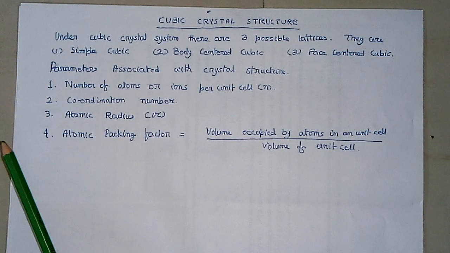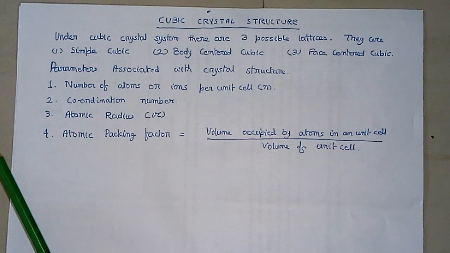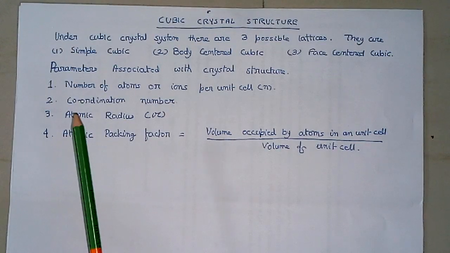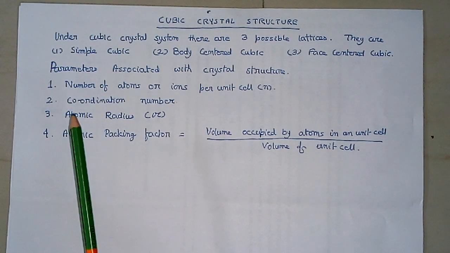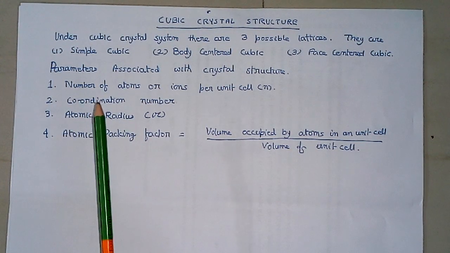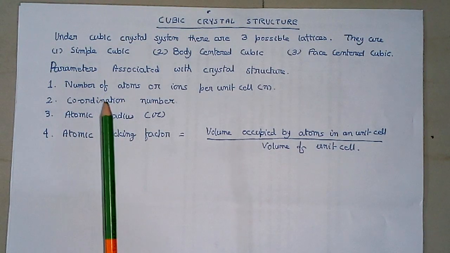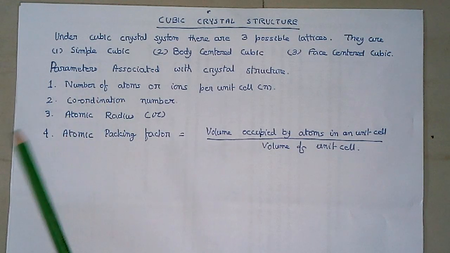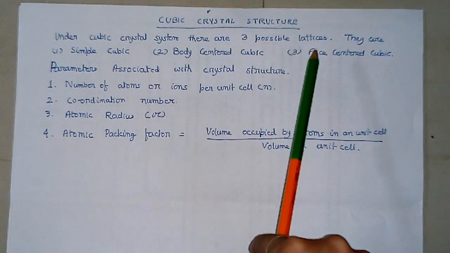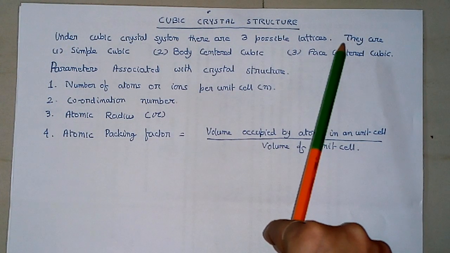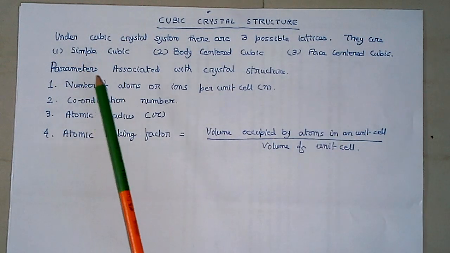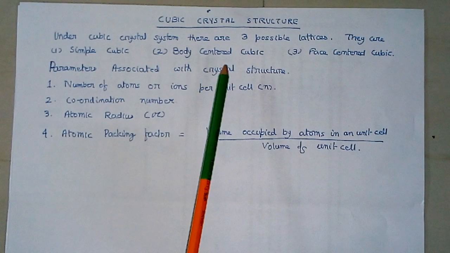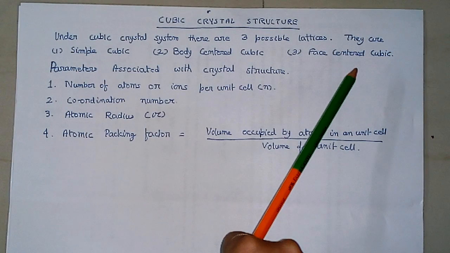Hello students, today we are going to discuss the cubic crystal structure. Cubic crystal structures are one of the crystal structures under the Bravais lattice, and under this cubic crystal structure we will discuss three possible crystal lattices, and they are simple cubic, body centered cubic and face centered cubic.